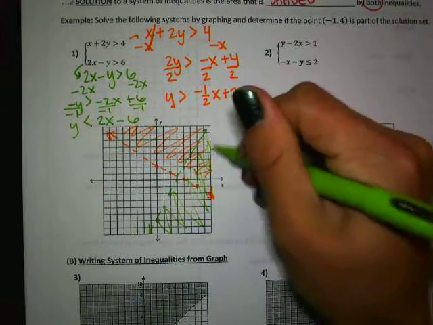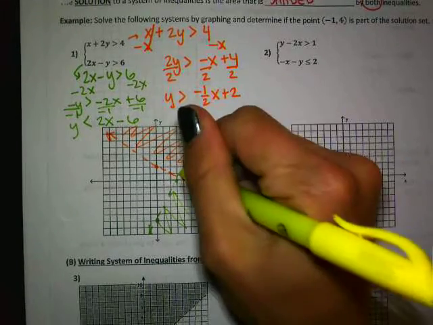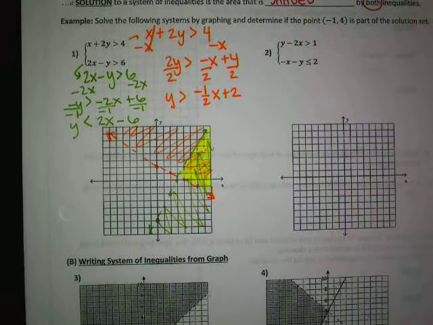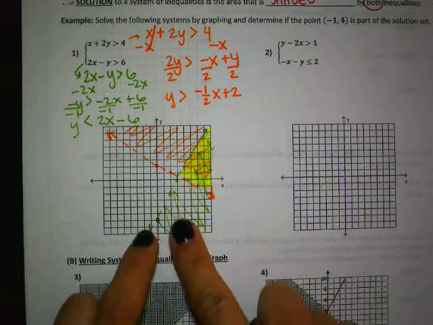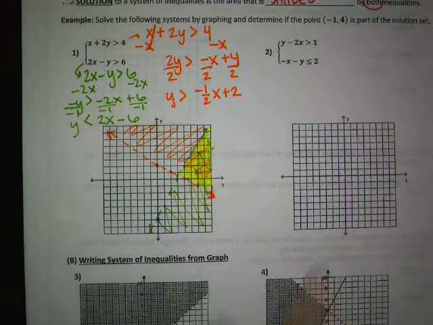So the area where your shaded regions match up, the area with the two different colors, this guy right here is your answer. So it's only where your two colors are. That's why the colors sometimes help. So this green area is not a solution. This orange area is not a solution. It's just the part that has them overlapped. Yeah, that's pretty much it.